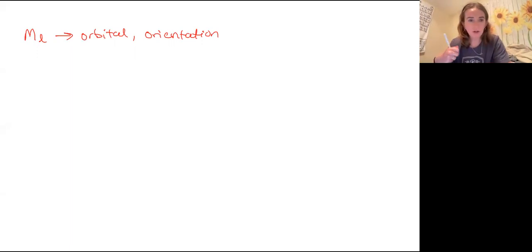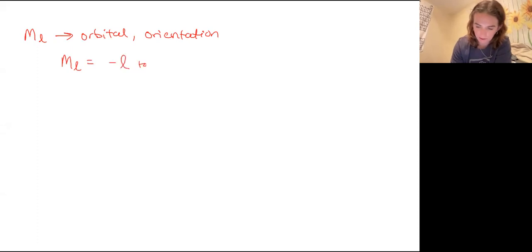Okay, so when we look at your orbital or M sub L, there are a couple of options. Does anyone remember the rule for the options of values that we can have? So if L is equal, I'm sorry, what can M sub L equal? Awesome. We can have negative L to positive L. So if L is equal to one, that means that M sub L can equal negative one, zero, or one.